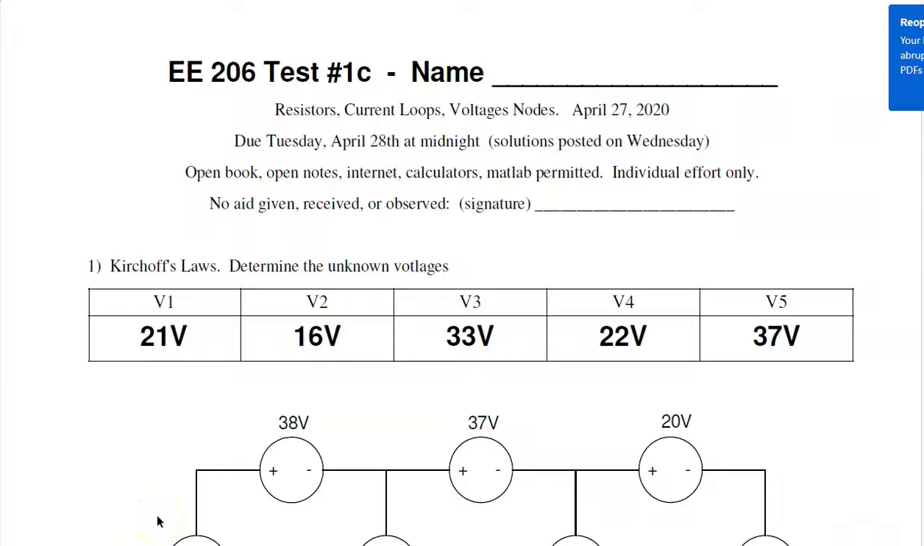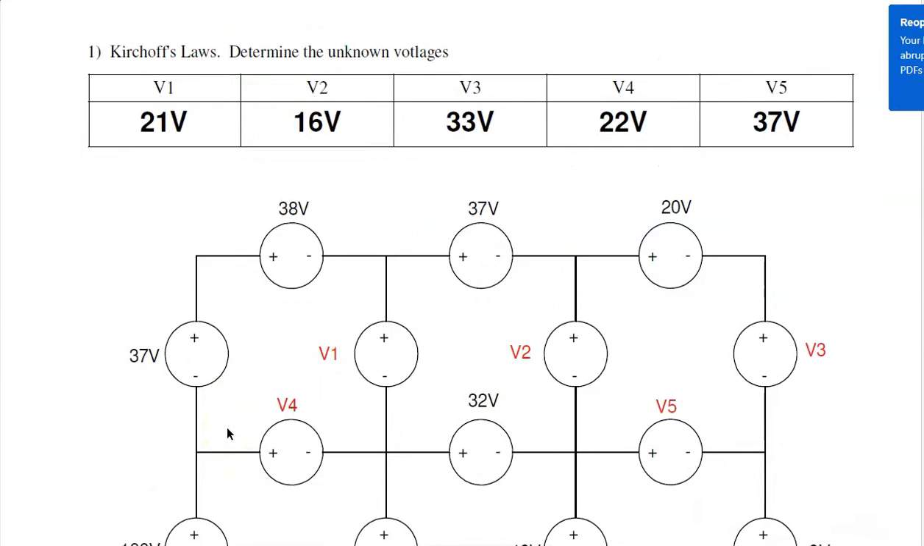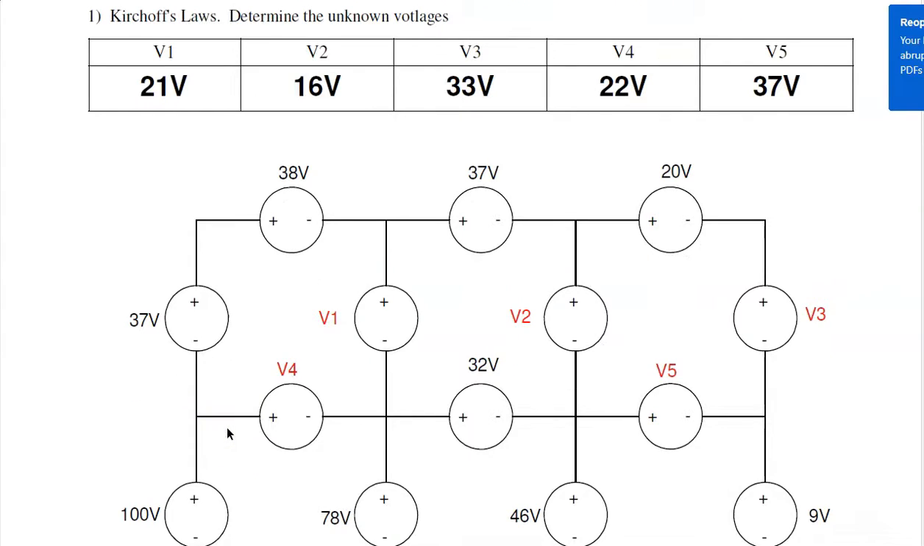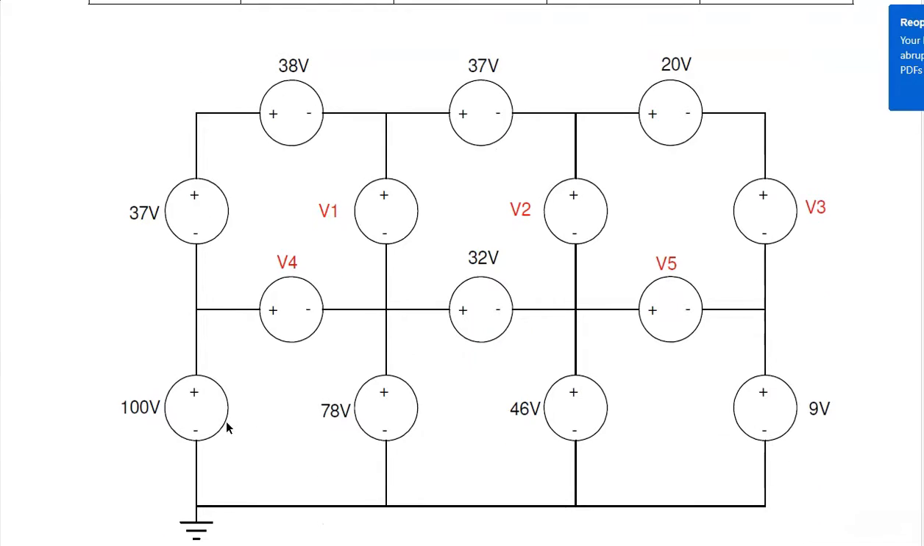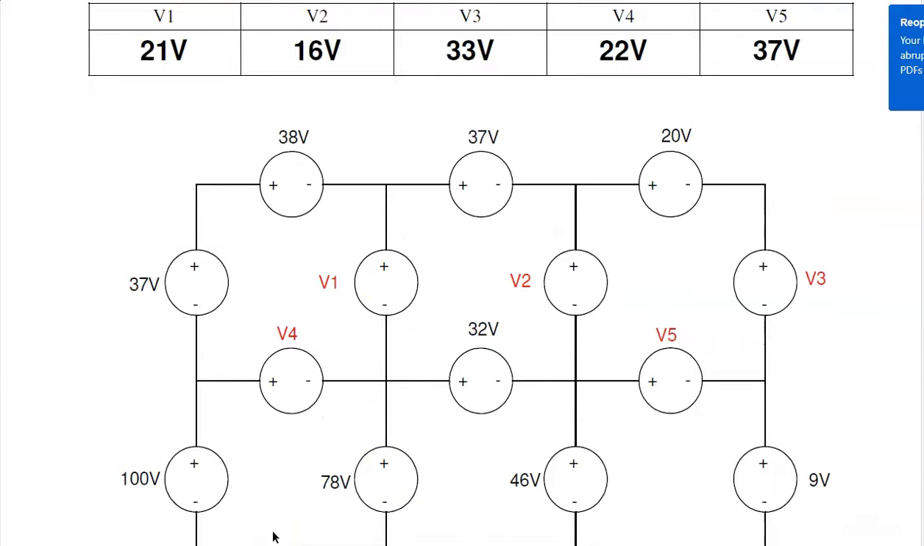This is the solution to test number 1, version C for EE206, Circuits 1. The first problem is Kirchhoff's voltage law, which says that around any closed path, the voltages have to add to 0. Given this circuit, if I want to find V1, I find a closed path with one unknown, like right here, and I get minus 100, minus 37, plus 38, plus V1, plus 78 equals 0. Solve for V1, and you get 21 volts.